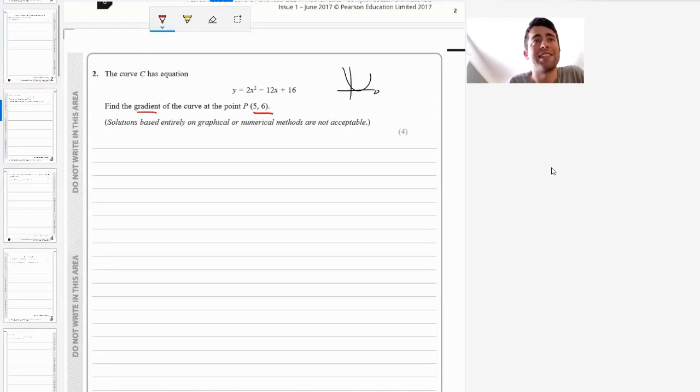When I see the word gradient, I also think of the word differentiate. Associate those 2 words in your head as well. After you've differentiated it, I'm sure you'll be able to figure out which of those numbers to plug into the derivative to find the gradient at that point.